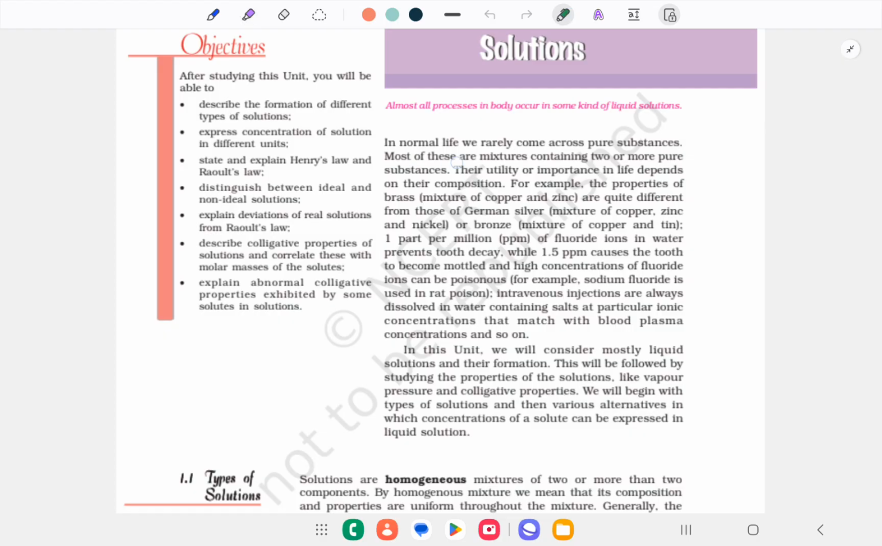So in normal life, we rarely come across pure substances, and most of these are mixtures containing 2 or more pure substances. So the utility or importance of a mixture depends on its composition. For example, the properties of brass are quite different from that of German silver or bronze. And I've already explained to you that 1 ppm of fluoride ions in water prevents tooth decay, while 1.5 will cause damage. And sodium fluoride is used as rat poison.